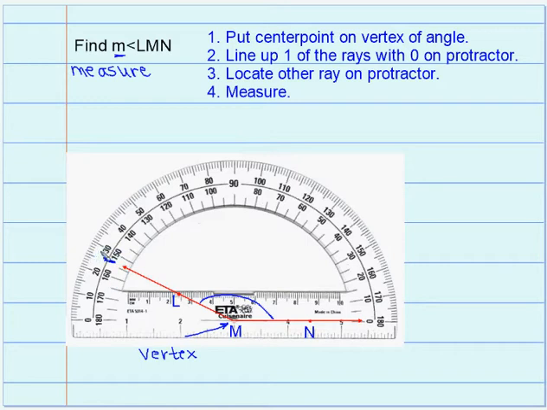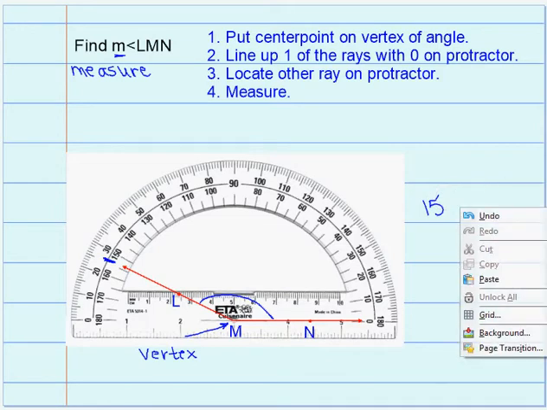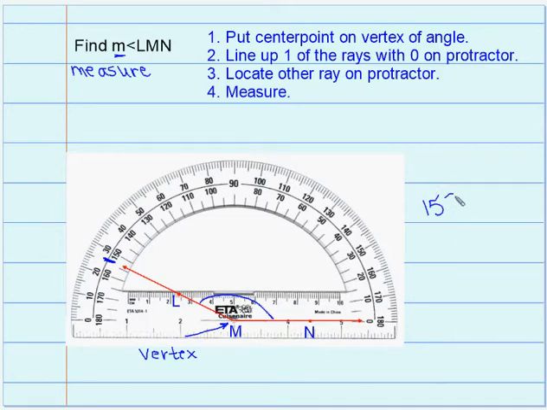Starting at 0 and going around, it's between 150 and 160. So if I look out here, it'd be 151, 2, 3 maybe. If I need to extend the ray, I can. That doesn't hurt anything. It doesn't change the angle. I'll call this 153 degrees. So that's how you measure an angle.